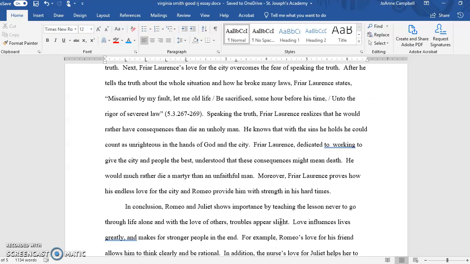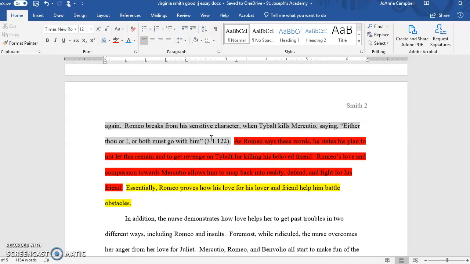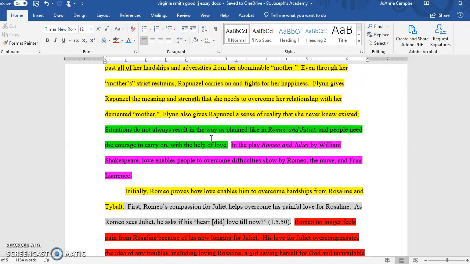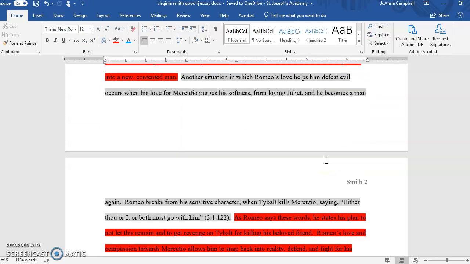So she has 3 main body paragraphs. Now remember, you don't have to do 3 main body paragraphs. You could do 2, that's fine. But that would mean you have 2 focus ideas in your thesis statement. So she has here Romeo, the nurse, and Friar Lawrence. So she has 3 main body paragraphs. If you wanted to make this a 4 paragraph essay, you would say Romeo and the nurse or something like that, or Romeo and Friar Lawrence, whatever.